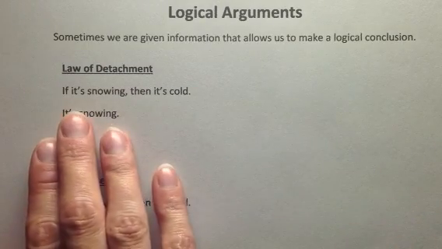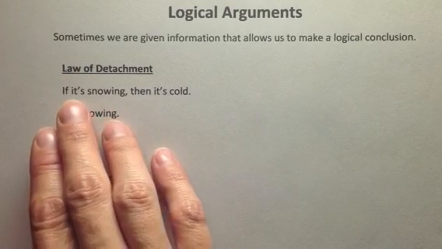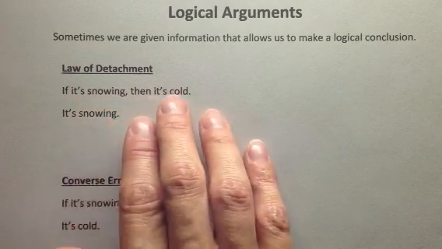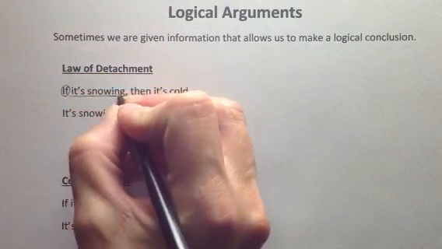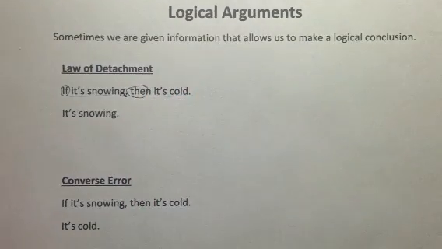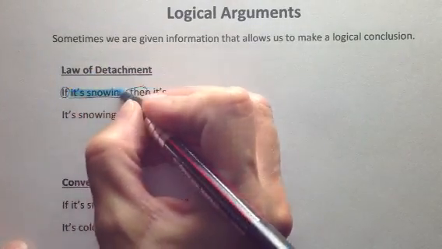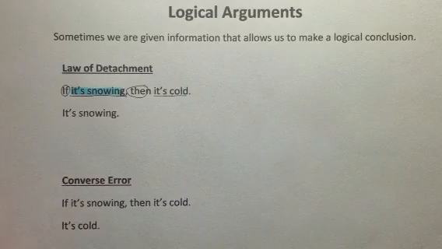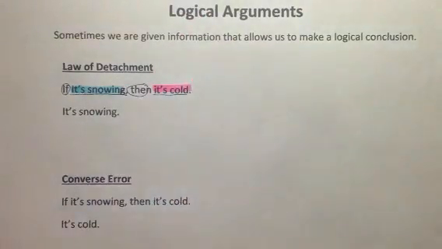Let's look at the first example. Unlike when we were learning how to use the symbols, now we're going to have to assign the symbols. So remember, if it's snowing, then it's cold. The if part we're going to call our hypothesis, or our P, and the then part we're going to call our conclusion, or our Q. I'm going to use colors as well as letters. It's snowing is going to be my P, and it's cold is going to be my Q.